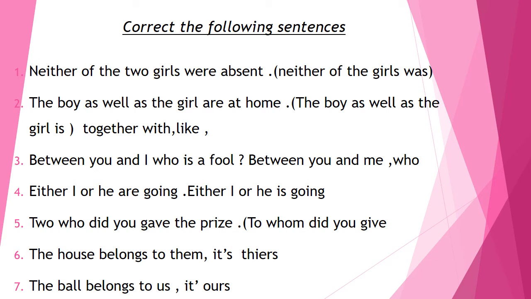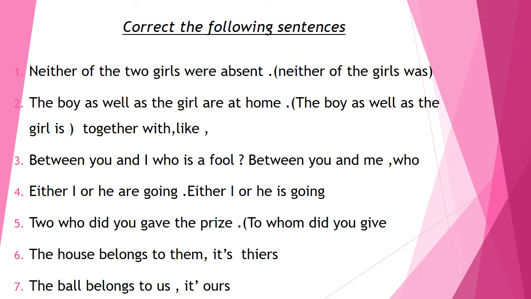Class 5, number 3. Between you and I, who is a fool? We say, between you and me, who is a fool? Not between you and I, but between you and me. Whenever we use between, we don't use I, but we use me. So we say, between you and me, who is a fool?